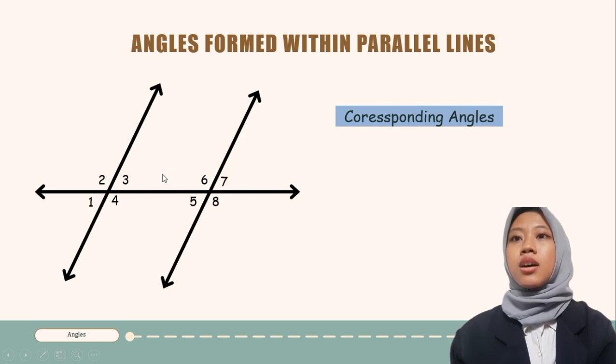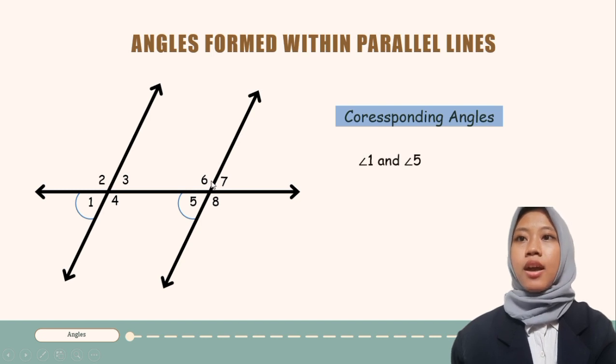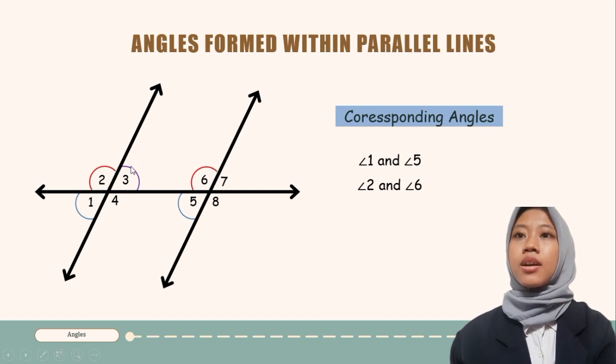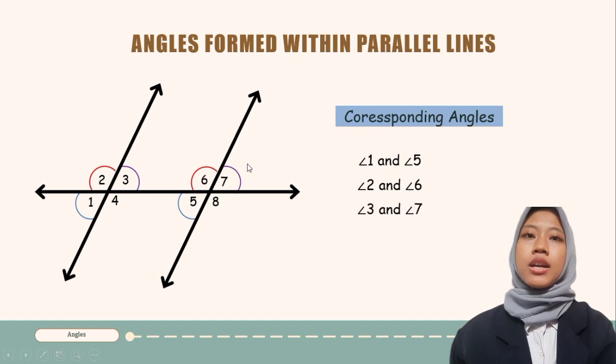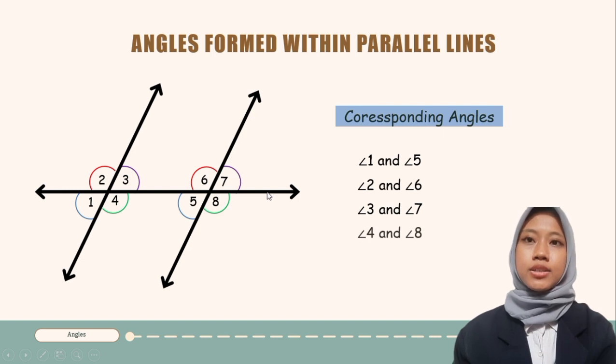Look at this figure. Angle 1 and angle 5 are corresponding angles. And angle 2 and angle 6 are corresponding angles. And then angle 3 and angle 7 are corresponding angles. And the last, angle 4 and angle 8 are corresponding angles.